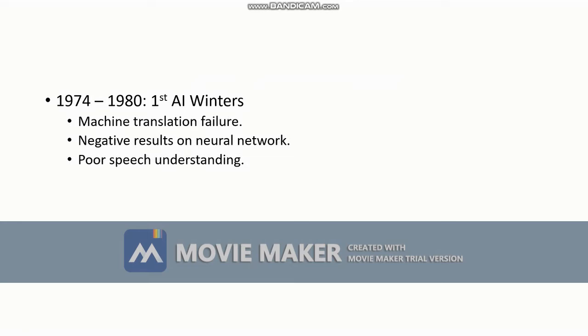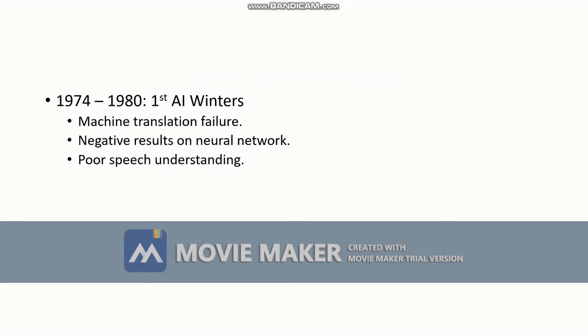And then there were negative results on neural networks also. There was a seminal paper which said that a neural network was not able to solve even an XOR problem. All of you know what is XOR, right? AND function, OR function, XOR. So a neural network was not able to solve the XOR problem also. And there was a problem with poor speech understanding also. So all these problems were going on in this period, so it was considered to be the first AI winter.